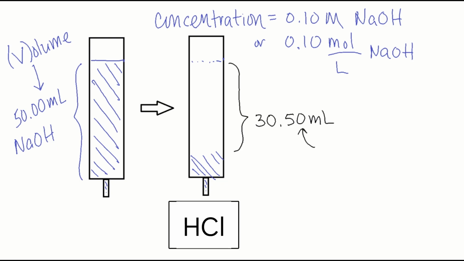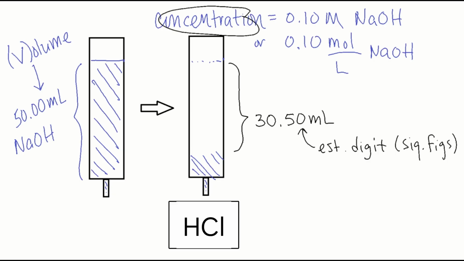By the way, don't forget to estimate a digit. That's known as significant figures. In other words, your volume measurement with your burette should have 2 decimal places. Okay, so you have your concentration of sodium hydroxide. You know how much of it you used. Therefore, we can calculate how many moles were used to titrate your acid.